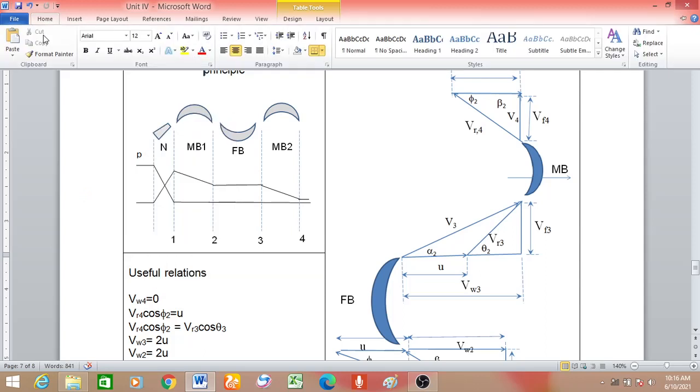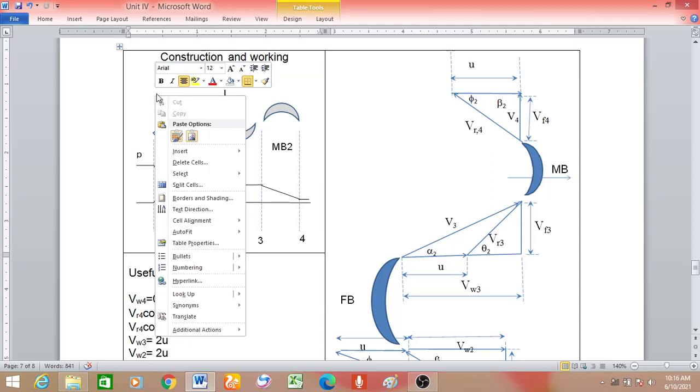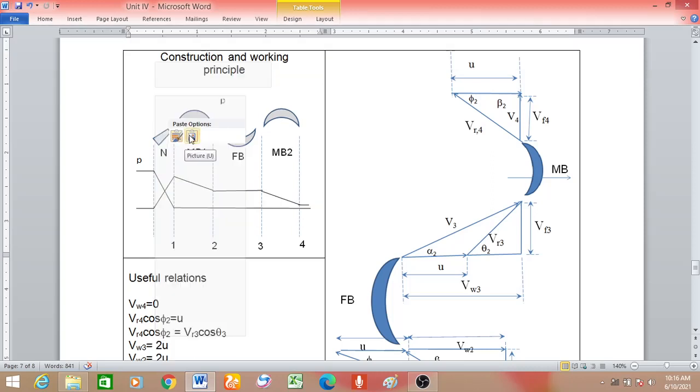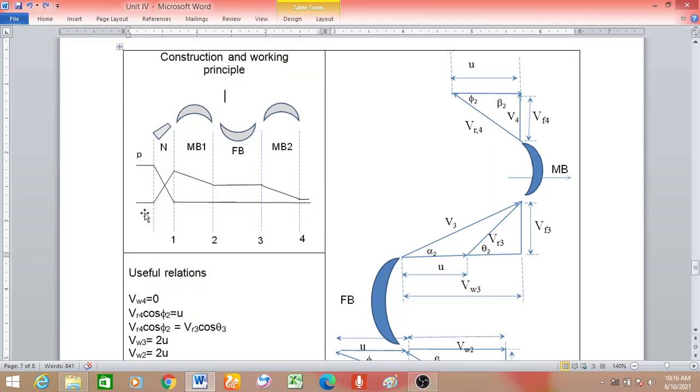Sorry, I forgot to paste it. Okay. So this is the velocity. Later I will change this. Okay, velocity first will increase in the nozzle, so there is a pressure drop and an increase in velocity.